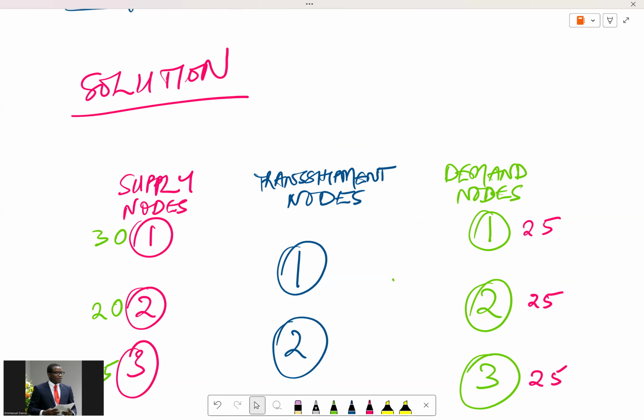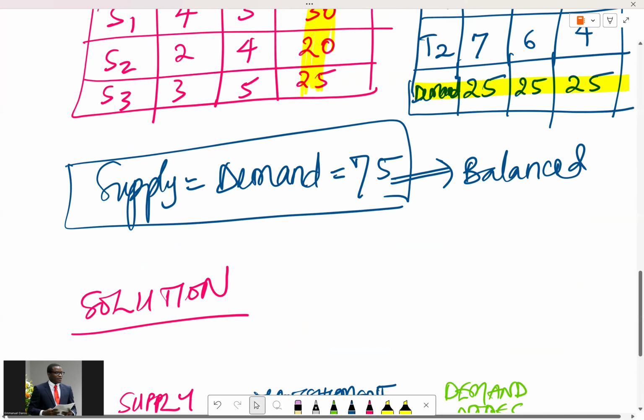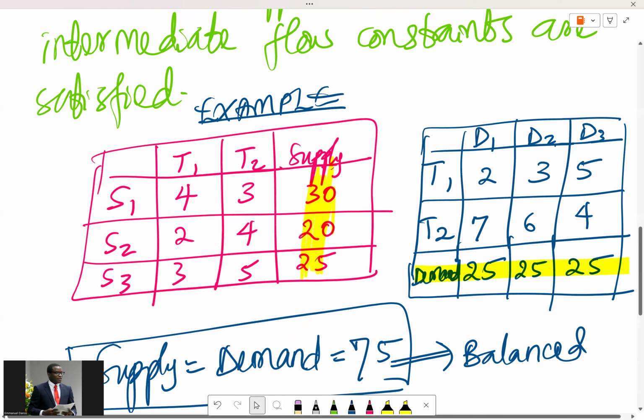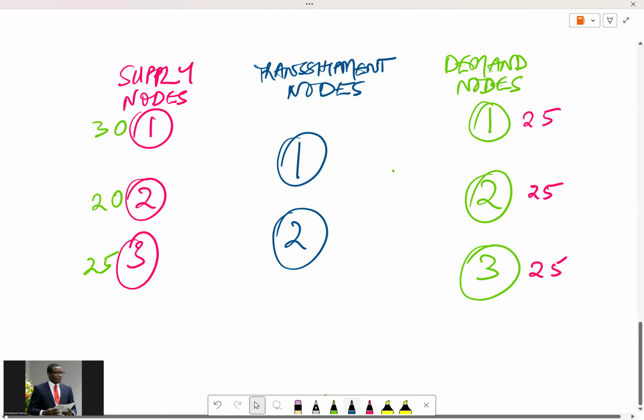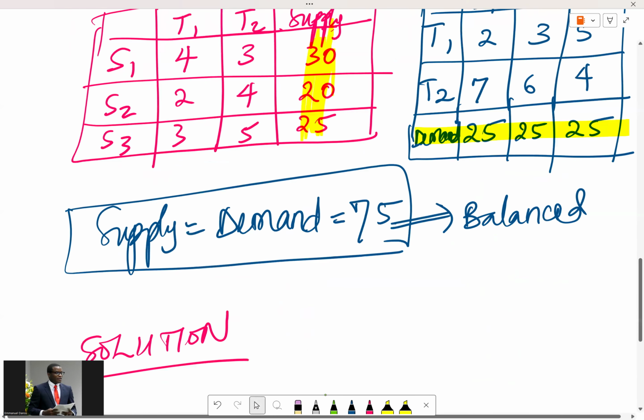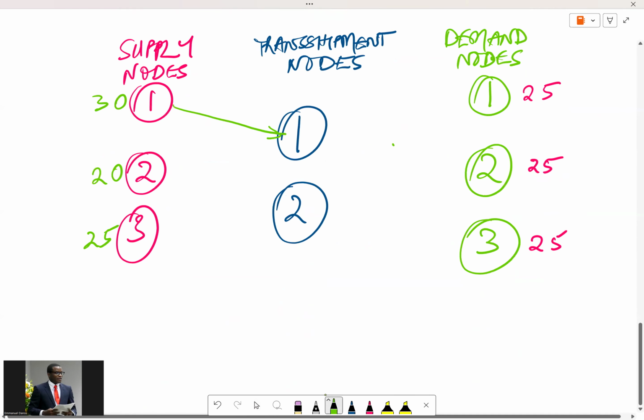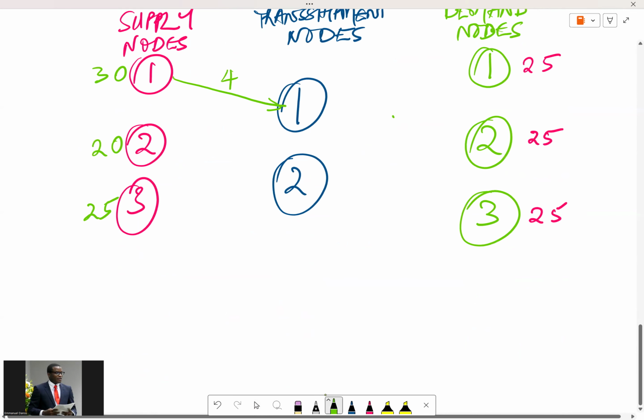So these are the cost matrices. All these numbers, 4, 3, 2, 4, and the rest, are the cost matrices. To ship from supplier 1 to transshipment node 1, that is $4, so we have 4 here. To ship from 1 to 2, that is $3. So we have $3 like that.